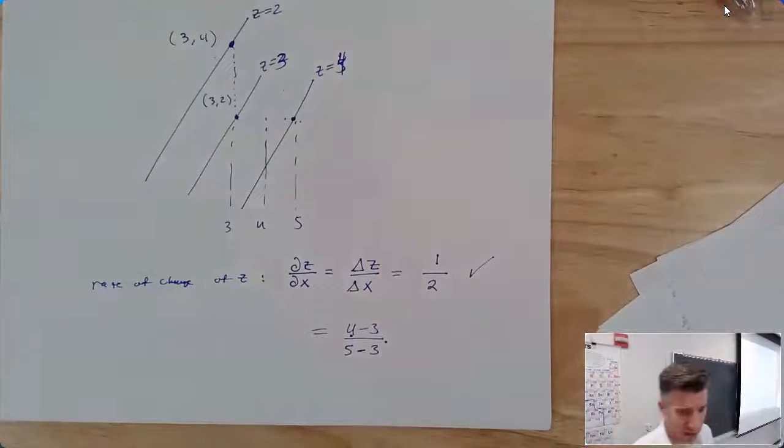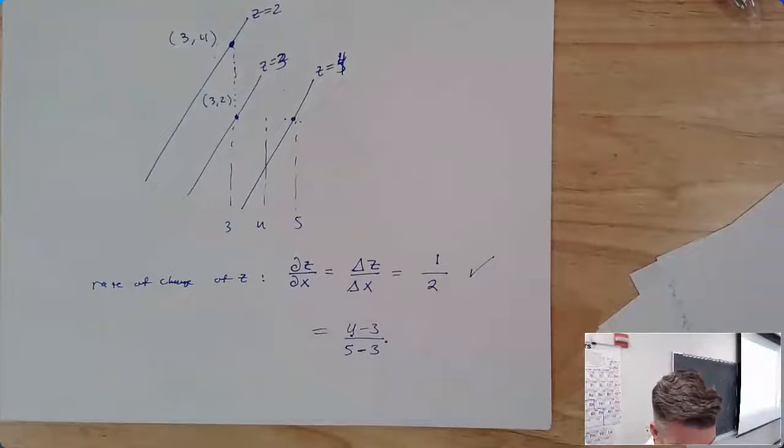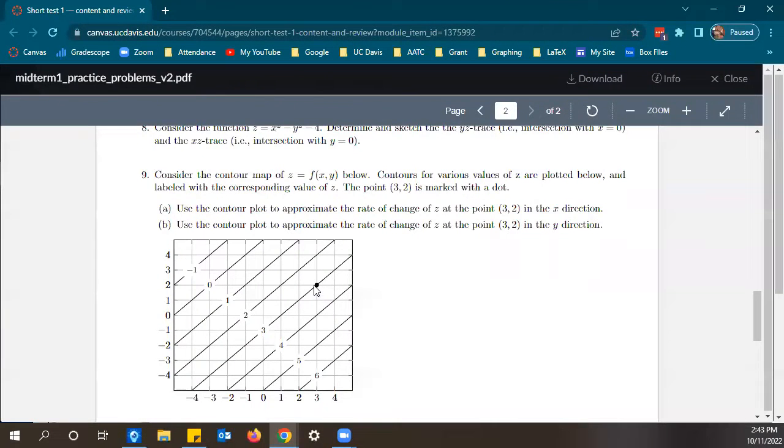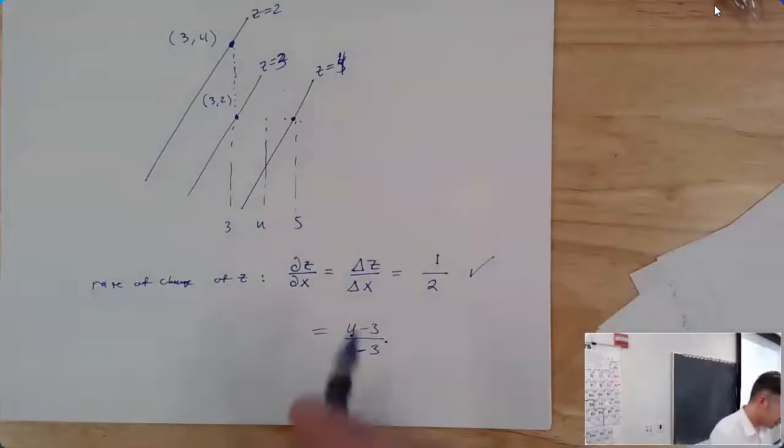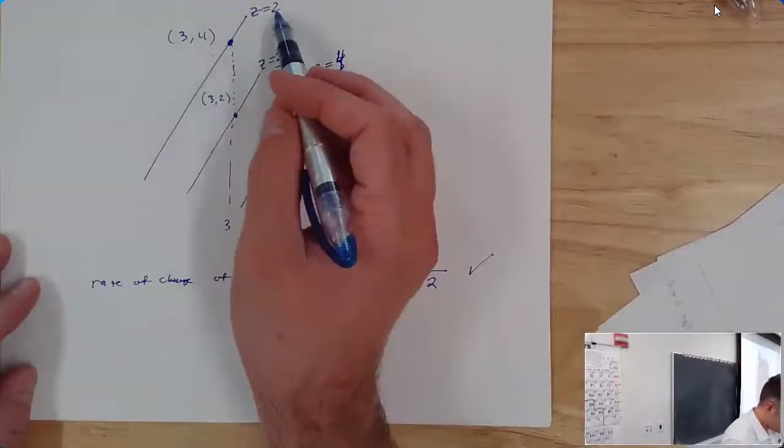Let's double check on the graph, because my remembering could be off. So let's see, from here to the next easiest place to read. Oh yeah, the coordinates are x is 3 and y is 4, and z is 2. So we have 3, 4, and the z value is 2.